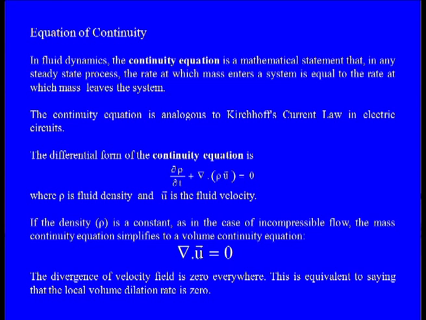If the density is a constant, as in the case of incompressible flow, the mass continuity equation simplifies to a volume continuity equation, where we can take rho outside. Divergence of rho u equal to divergence grad rho u plus u divergence of u. Since rho does not change, in that case grad rho will be 0. So, in that case divergence of u equal to 0. So, this divergence of velocity field is 0 everywhere. This is equivalent to saying that the local volume dilation rate is 0.